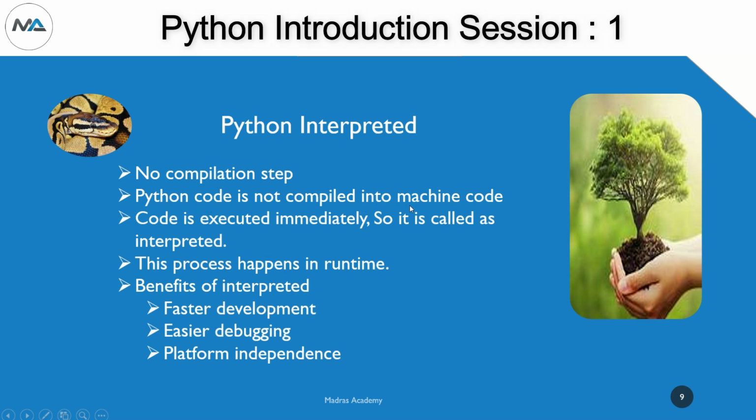Python code is not compiled into machine code first. Whatever code you write is executed immediately, so it is called an interpreter. While we run that code, we will get one .pyc file, and it will be automatically interpreted and display the output immediately. Here we do not have any compilation procedure. This process happens at runtime, so the interpreter executes the code at runtime.